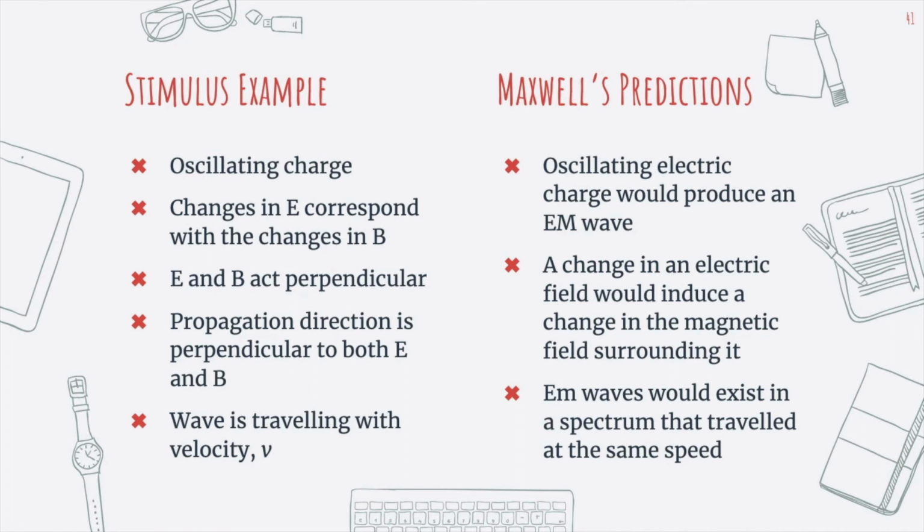Well, Maxwell's predictions were that an oscillating electric charge would produce an electromagnetic wave. He also stated that a change in an electric field would induce a change in the magnetic field surrounding it, and vice versa, and this would be self-propagating and continue. The final thing he noted was that electromagnetic waves would exist as part of a spectrum made up of different wavelengths, and that all of the waves that comprise this spectrum would travel at the same speed, the speed of light. So, how can we address this question?